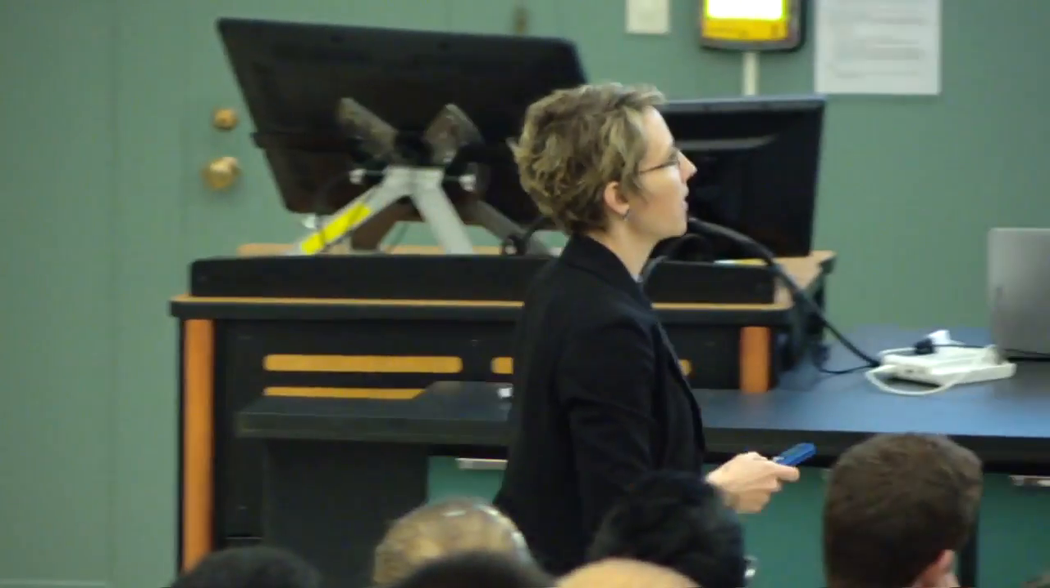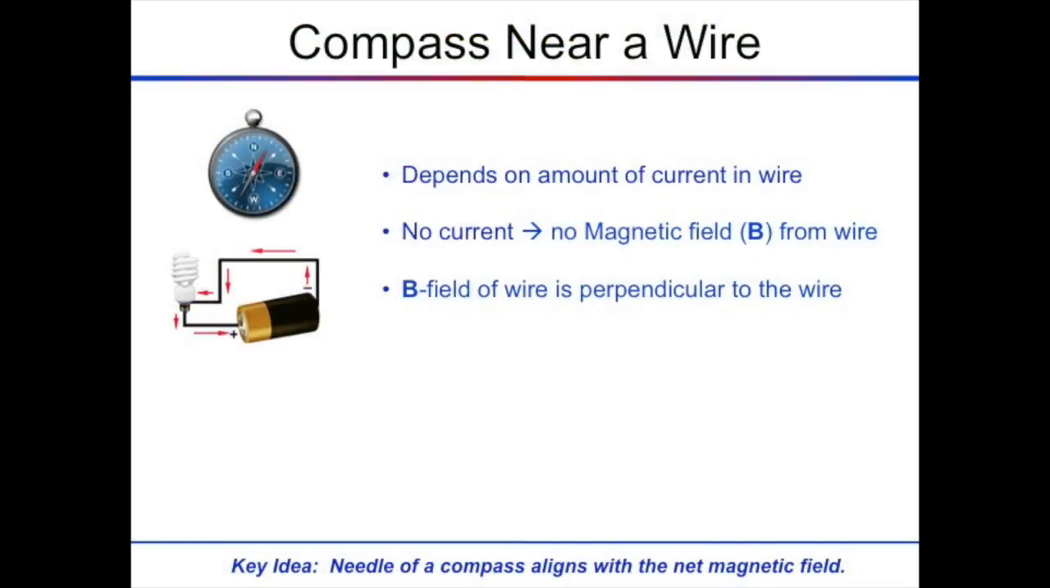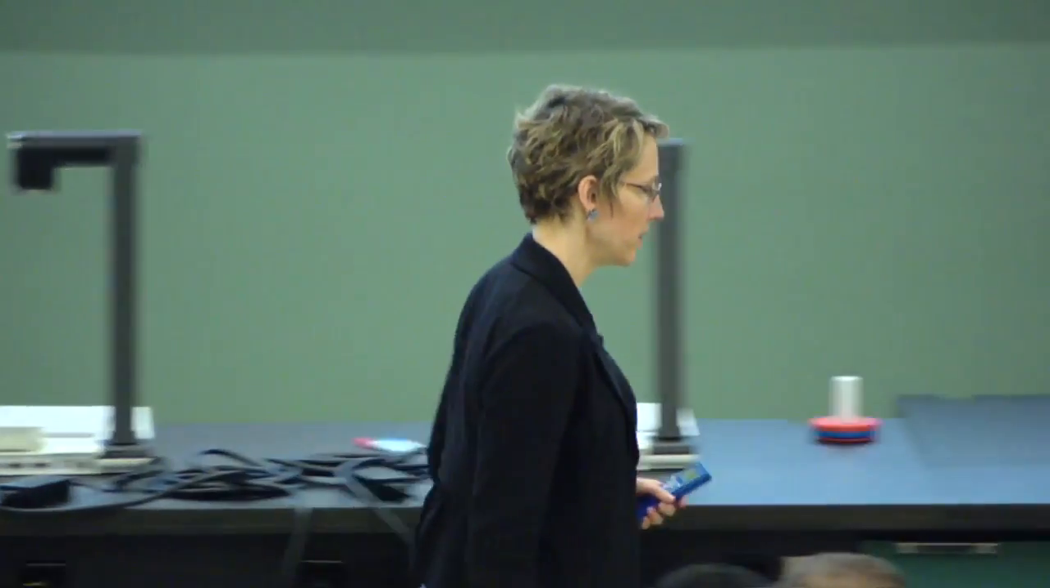All right, so the compass near a wire, we saw that it depends on the amount of current in the wire, right? So when we bring that wire near the compass, it depends on the amount of current. And we saw that simply by saying, look, if I turn the current off, there's no effect. So large current gives me a big effect. No current gives me no effect. And the magnetic field of the wire turns out to be perpendicular to the wire. So let me show you that.